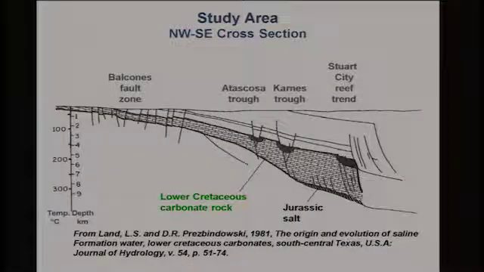Here's a very simple cross-section of the Edwards from the Balcones Fault Zone down to the Stewart City. The Edwards is part of this wedge of carbonates right here. There are two things I want to point out specifically that weren't shown on the plan view map. One is the presence of these Atascosa and Carnes troughs, which are grabens that are thought to have resulted from the deformation of underlying Jurassic halite right here.